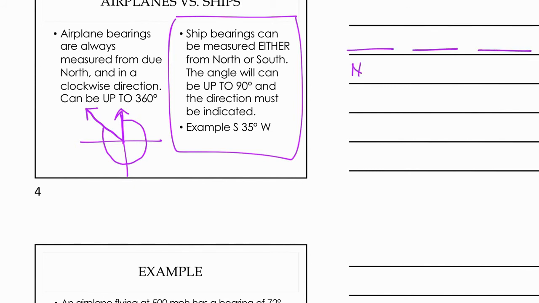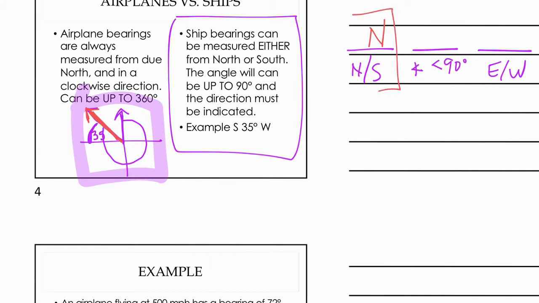The first part is either north or south. The second part is an angle that is less than 90 degrees. And the third part is either east or west. I'd like you to look at this exact same picture that we were talking about before. Let's pretend that I'm going to write a number in here. Let's pretend that this angle is 35 degrees from here to here. If this is a ship instead of an airplane, the first question is: is this ship going more north or more south? I think you would agree it is going more north. So that's why this first part would be considered north, and north is right here.